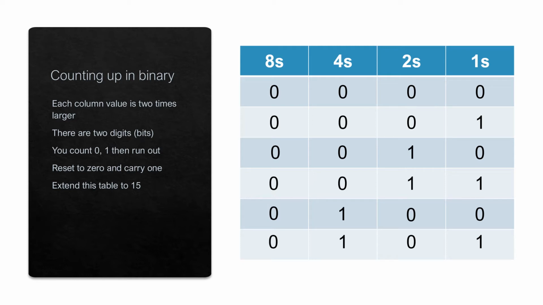Can you extend this table to show all the numbers from 0 up to 15 in the right order? So just on a bit of scrap paper or in your book or whatever, write down all the binary numbers from 0 up to 15. I'm not going to show you this. If you're not sure, I'll show you in class.